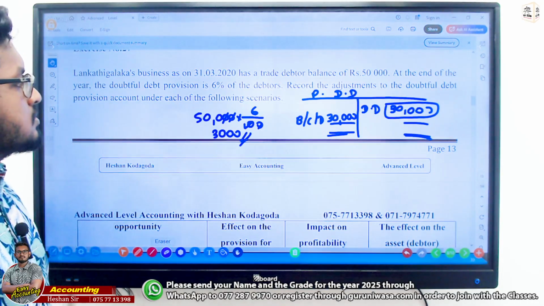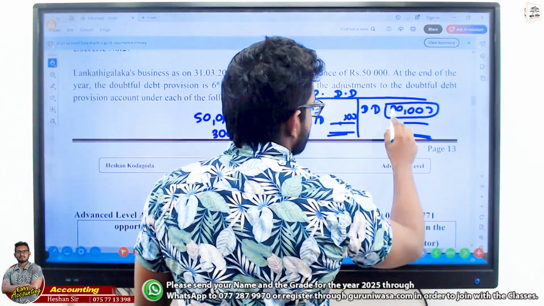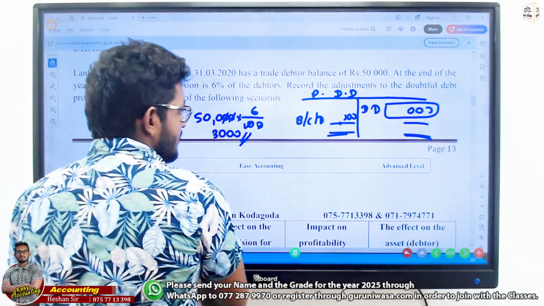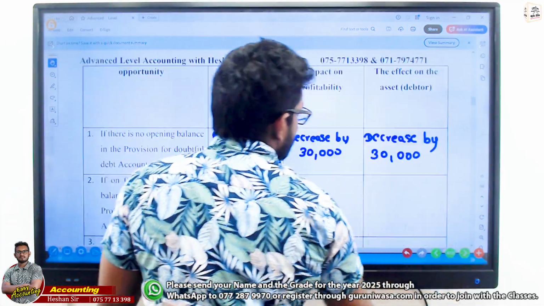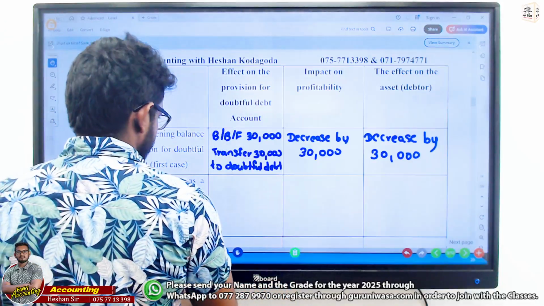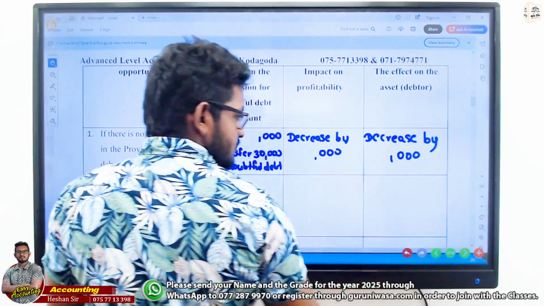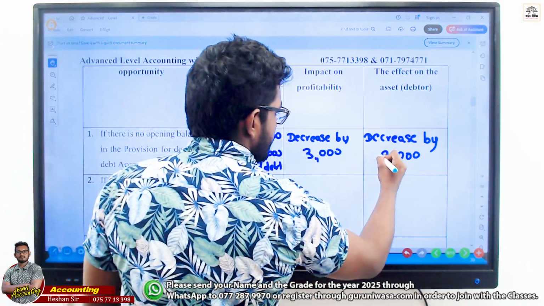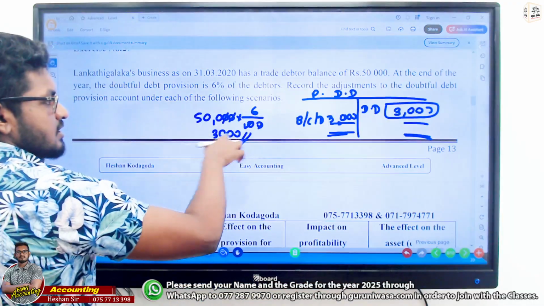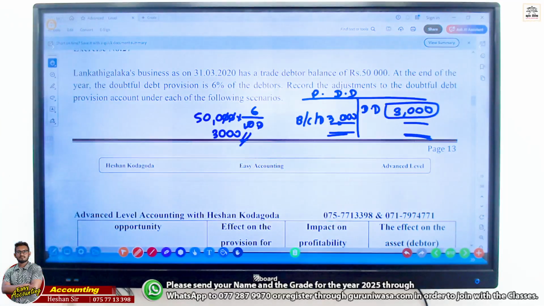All clear? Of 30,000, sorry, it should be 3,000. I mean 3,000, not 30,000. This should be 3,000. Right? Then 3,000, if this is 3,000, this goes to 3,000. Doubtful debt. Easy, right? Send me a thumbs up.